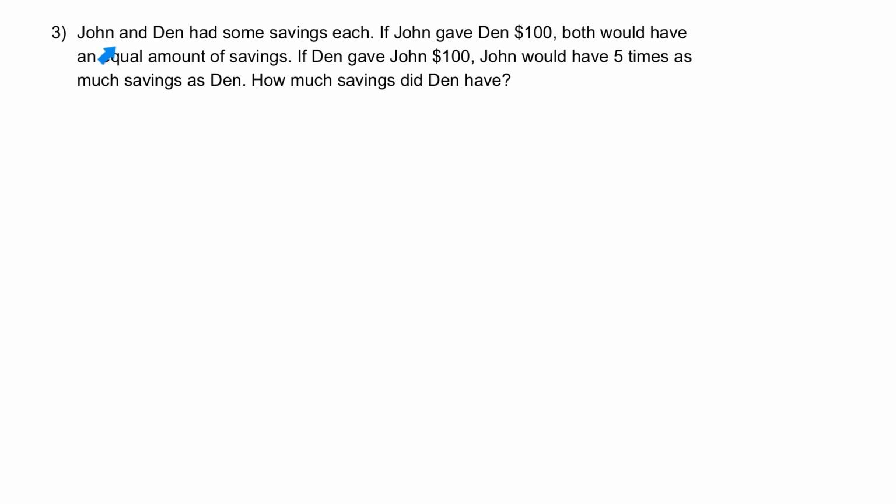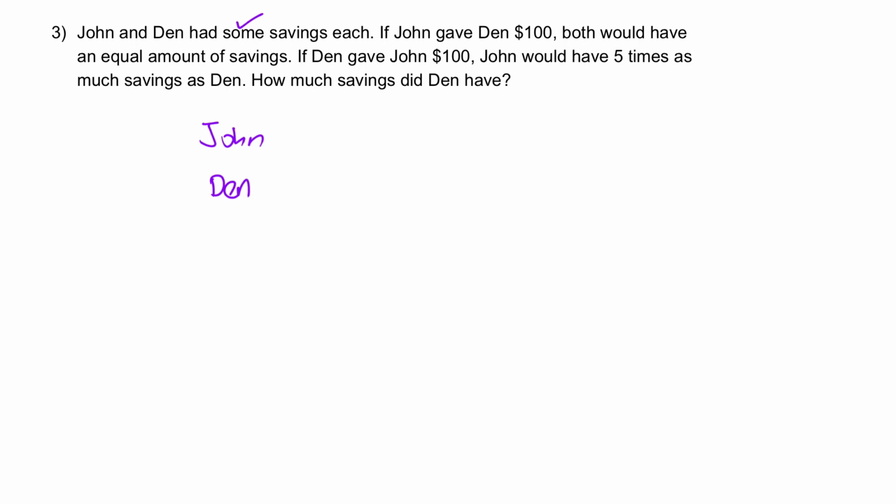Question 3. John and Dan had some savings each. If John gave Dan $100, both would have an equal amount of saving. If Dan gave John $100 instead, John would have 5 times as much saving as Dan. How much savings did Dan have? So let's spend some time to analyze, one information at a time. Starting from the first one, John and Dan had some savings each. So what we can draw with the first sentence is just the 2 characters, John and Dan.